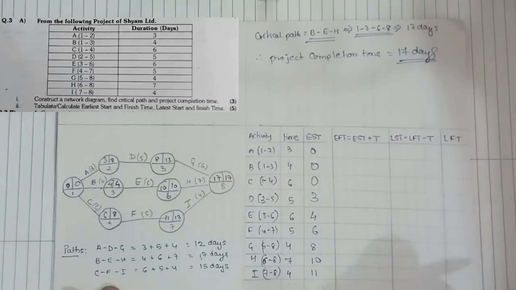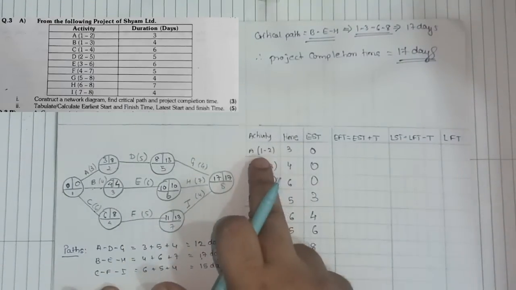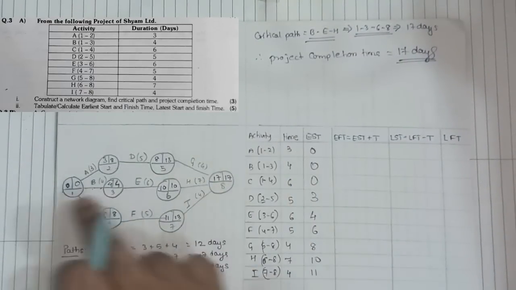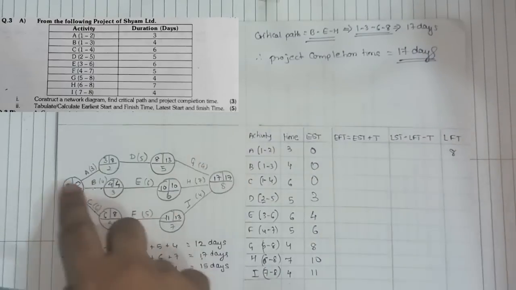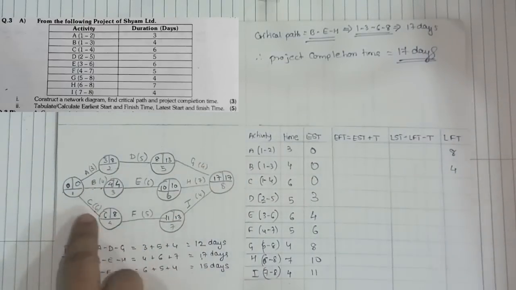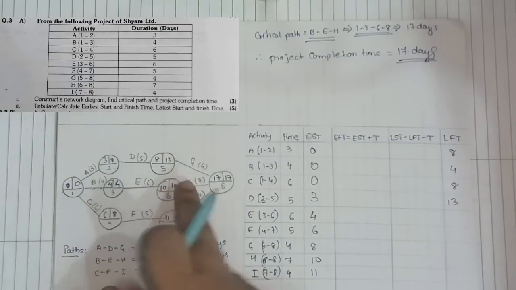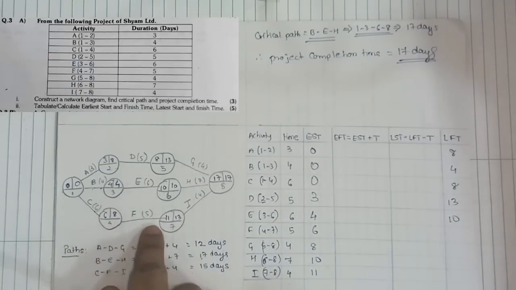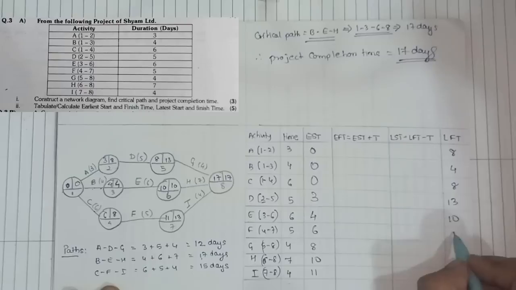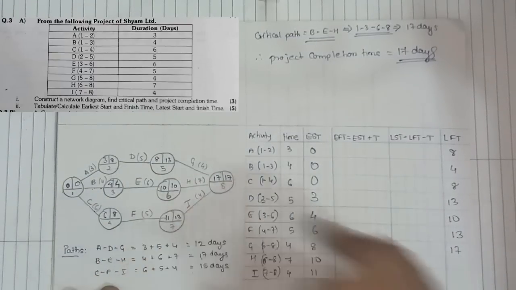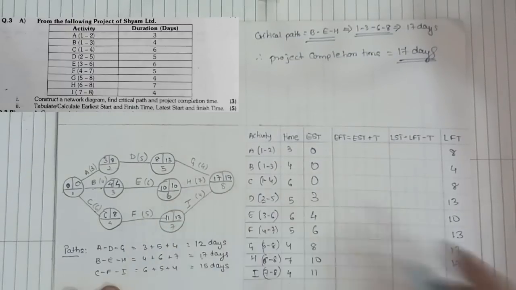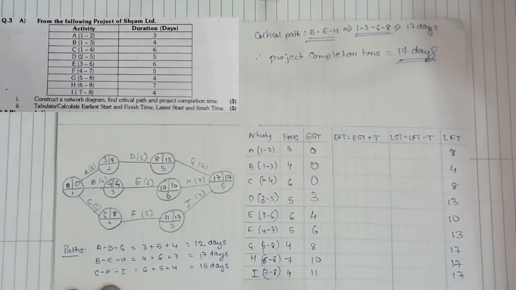Find the LFT first. LFT is right's right. Okay, so the second value, the last part. So 1 and 2's last is 8, 1 and 3's last is 4, 1 and 4's last is 8, 2 and 5's last is 13, 3 and 6's last is 10, 4 7's last is 13, 5 8's last is 17, 6 8 17, 7 8 17. So once you get that, now we just have to do the basic addition and subtraction.